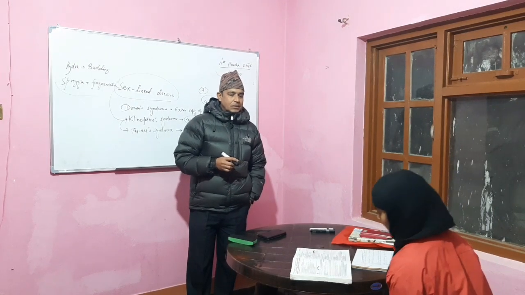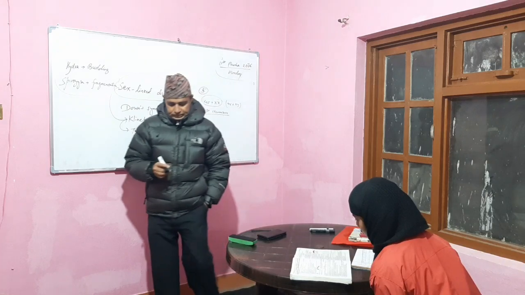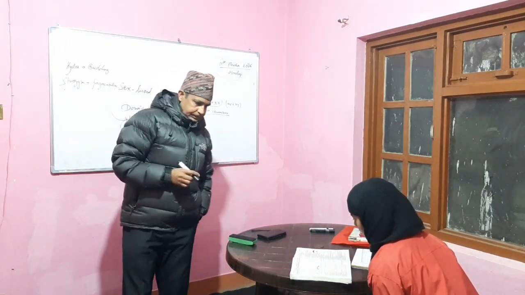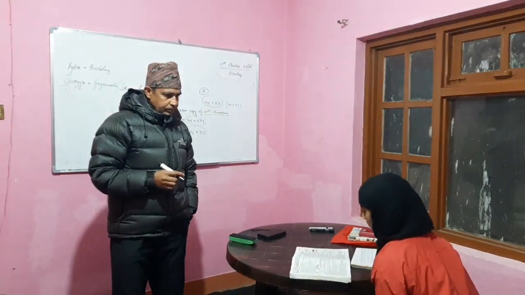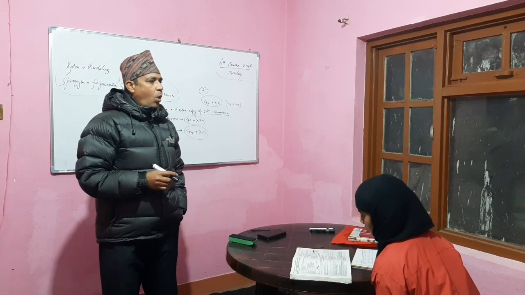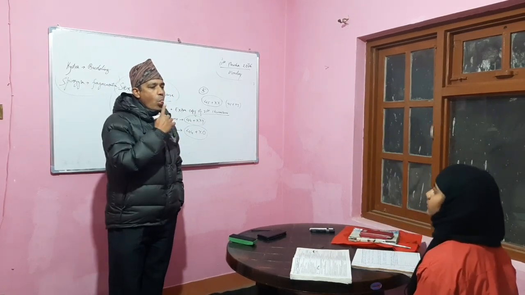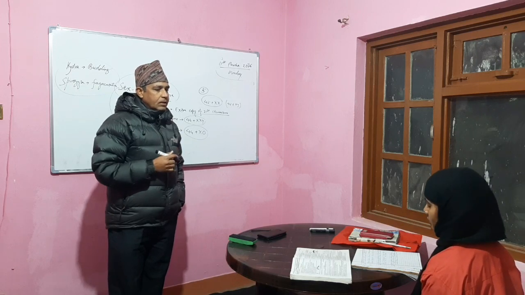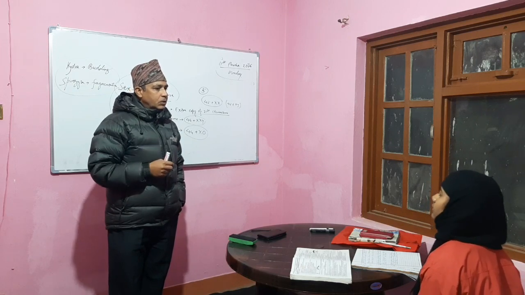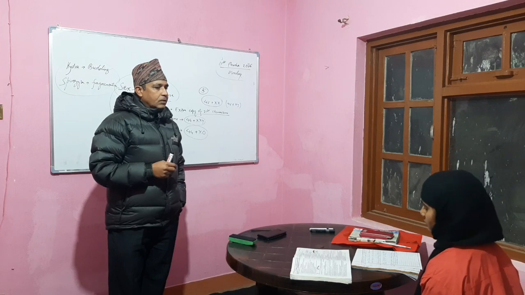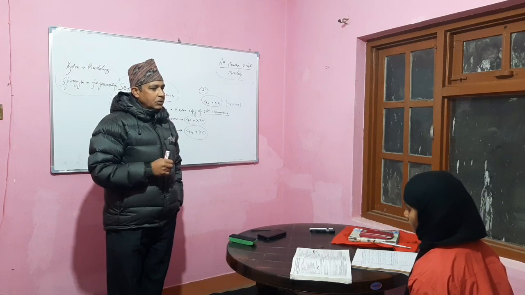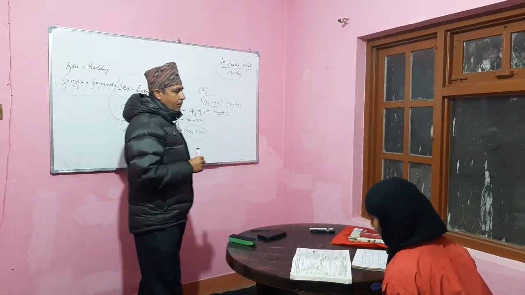Write any two dominant characteristics seen in human beings. What are the two dominant characters? Rolling of tongue. Yeah, the dominant character. Curly hair is also dominant. Black color is also a dominant character.